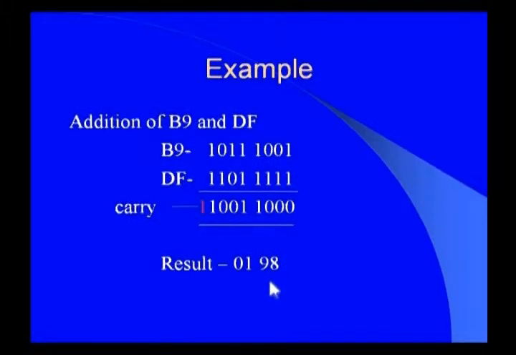According to this example, the sign flag is set to 1 because the MSB is 1. The zero flag is set to 0 because the result is not 0. The auxiliary carry is set to 1 because there is a carry from the lower order nibble to higher order nibble. The parity flag is set to 0 because we have an odd number of ones. The carry flag is also set to 1 because there is a carry while adding the two numbers from the MSB bits.